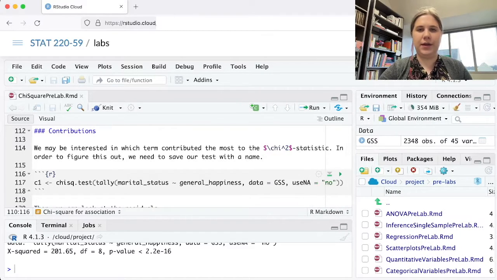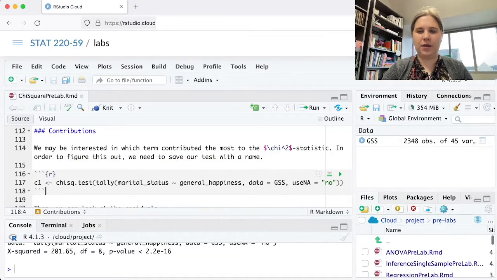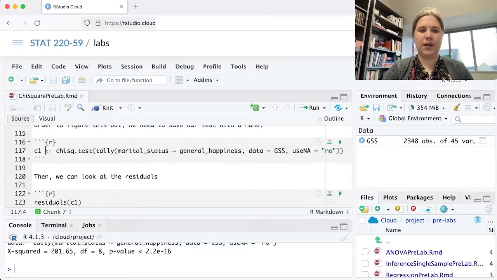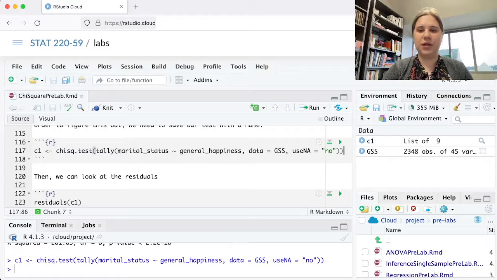I think the easiest way is if we save our test with a name. I think we did this when we were using linear regression, where we would make a name and then the model would get saved into our environment. So I'm going to call this C1 for chi-square, and I'm just going to put the exact same test that I had previously, that chi-square test. I'm just going to say C1 gets, with the assignment operator, all of that chi-square test stuff. And then if I hit play, nothing prints out, but now I have C1 in my environment.